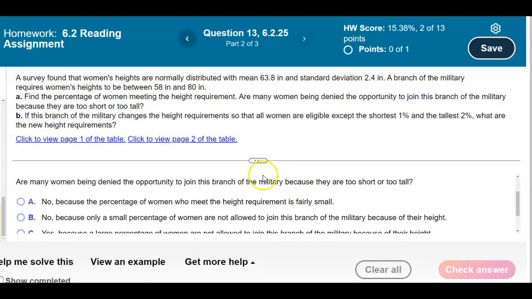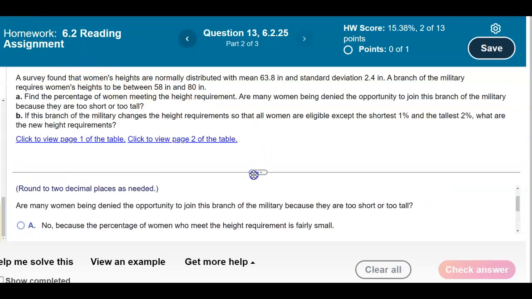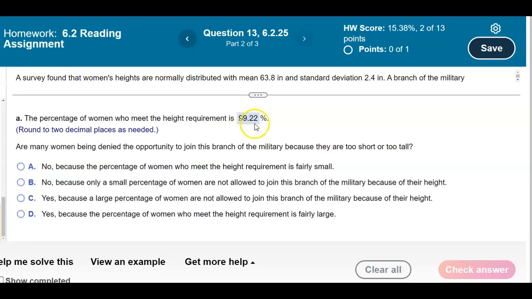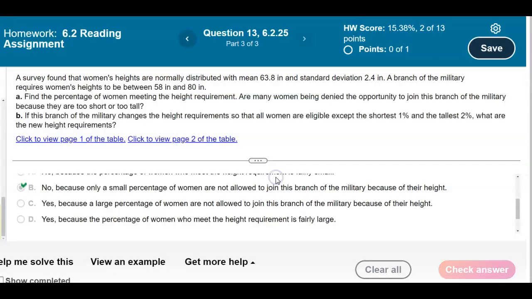Now the question says, are many women being denied the opportunity to join this branch of the military because they are too short or too small? Well, you can see here, since it's 99.22%, there's a very small percentage of women that are not allowed to join. So we would say no, because only a small percentage of women are not allowed to join this branch of the military because of their height. Let's go ahead and select that, and there's our answer.